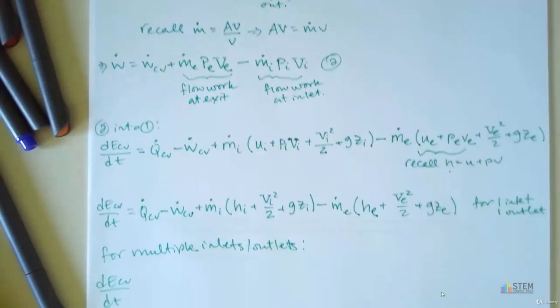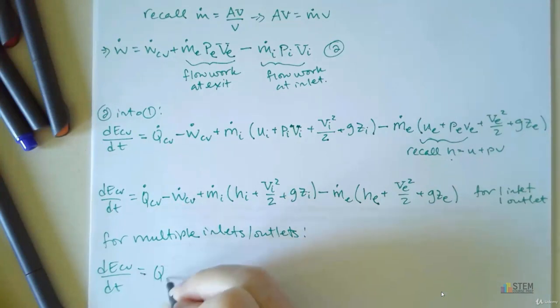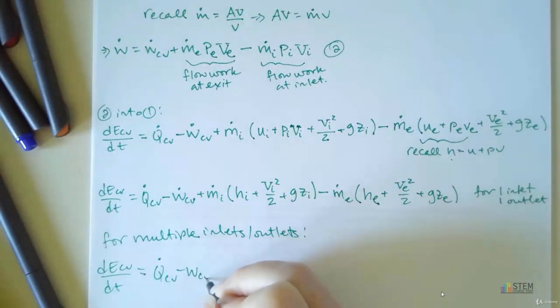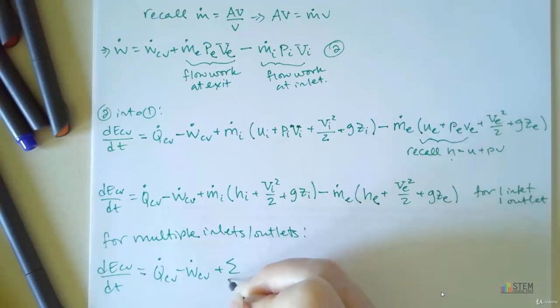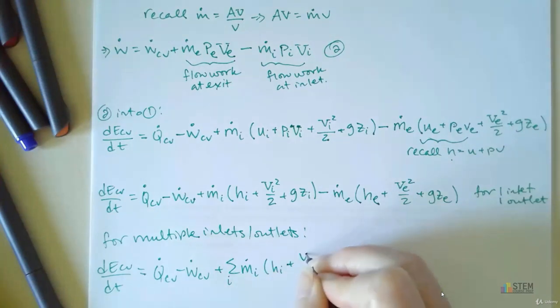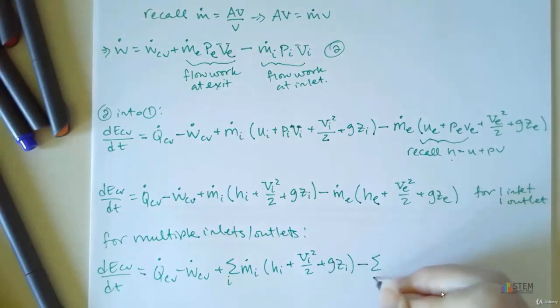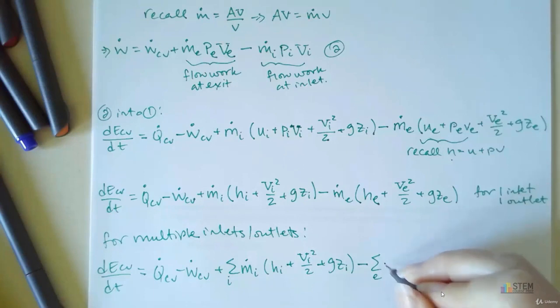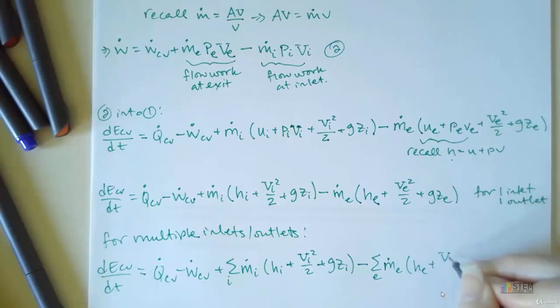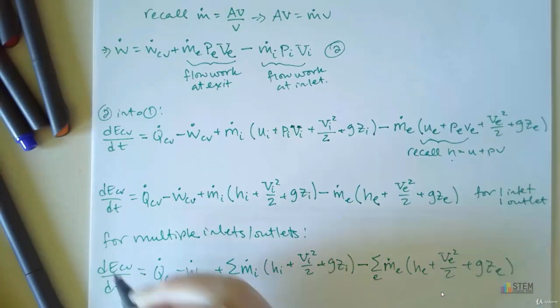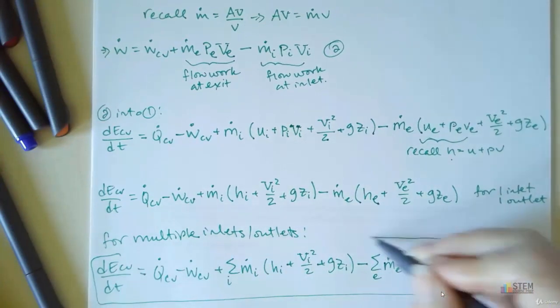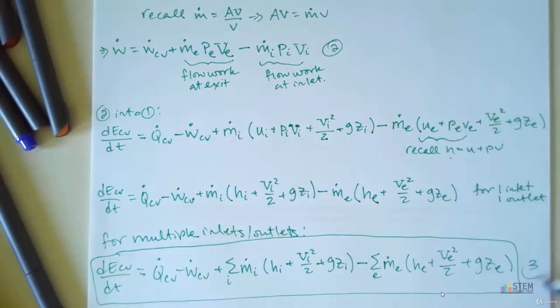Left side stays the same, and it's going to be equal to Q_CV dot minus W_CV dot plus the sum over all of the inlets of m_i dot times h_i plus V_i squared over 2 plus g z_i, minus the summation over all the exits, sorry about that, of m_e dot times h_e plus velocity of the exit squared over 2 plus g z_e. This will be our final equation. You probably thought we would never get there, but there it is. That'll be equation 3.